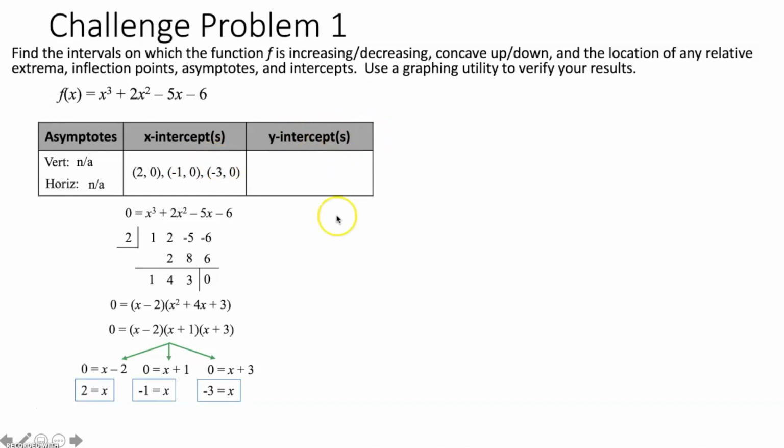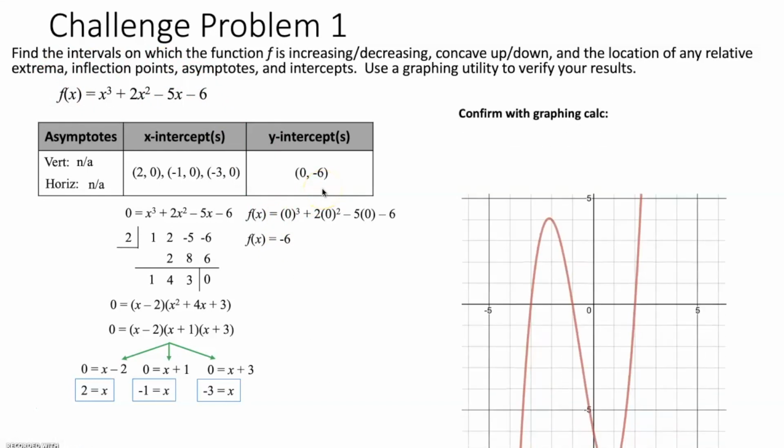Now to find my y-intercepts, I'm going to plug in 0 for x this time and solve for y. So if I plug in 0 for x and simplify, I end up getting f(x), or y, is equal to -6, which means this function has a y-intercept at (0, -6). Now let's confirm all of this with our graphing calculator.